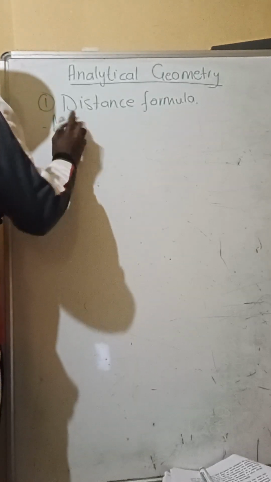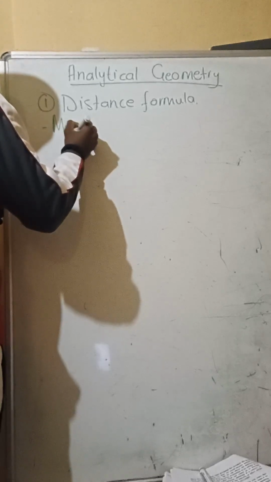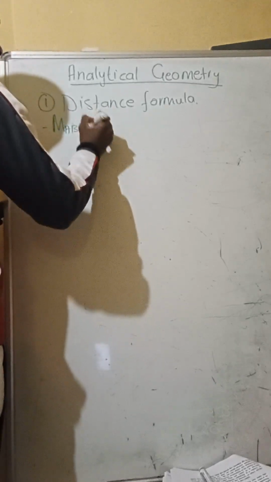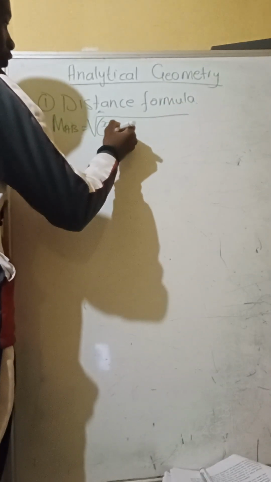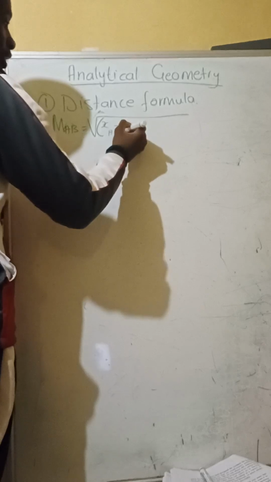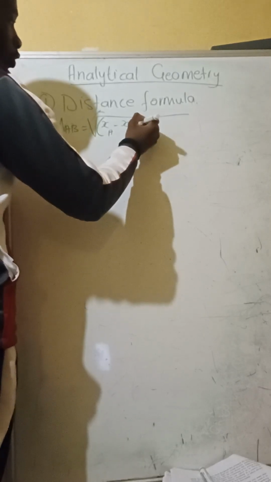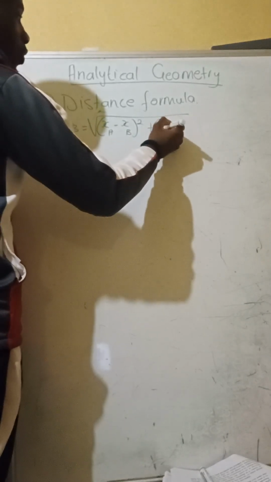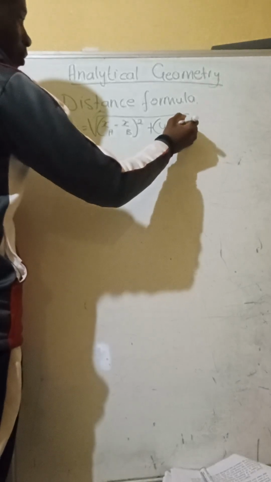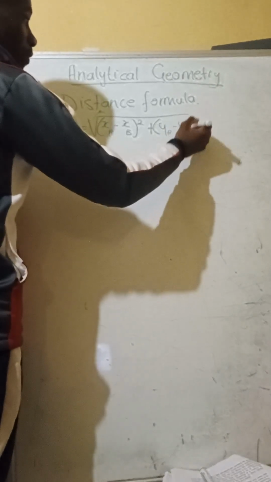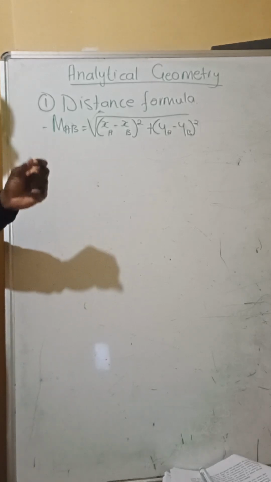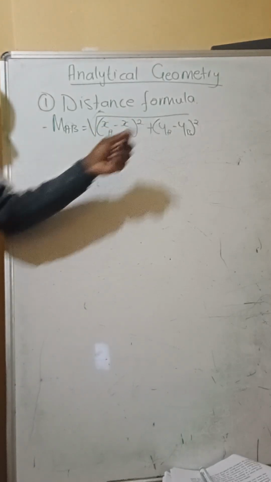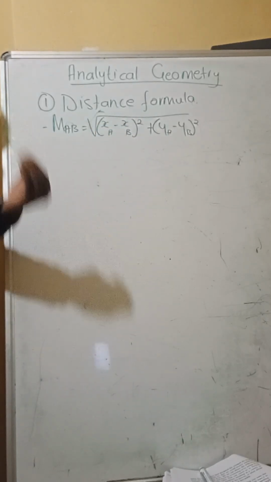So you can just say distance of AB is equal to the square root of x of A minus x of B all squared plus y of A minus y of B all squared. The most important thing is to remember that this x and y are the coordinates of the point.